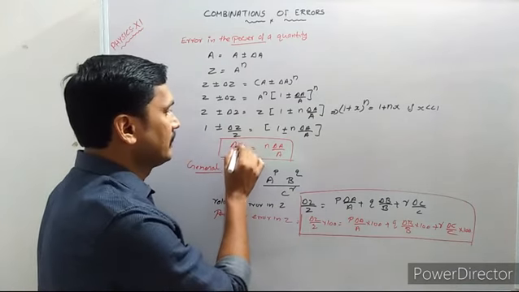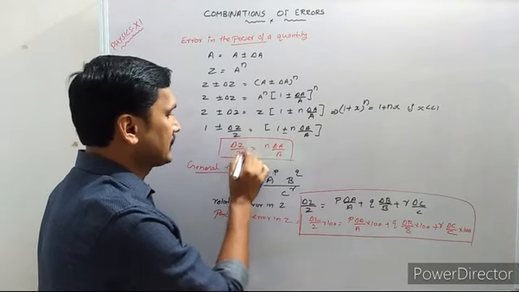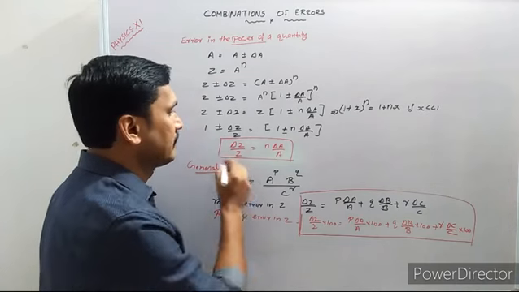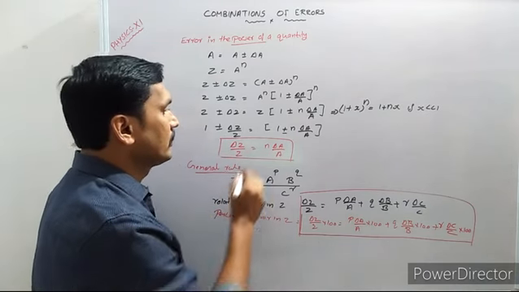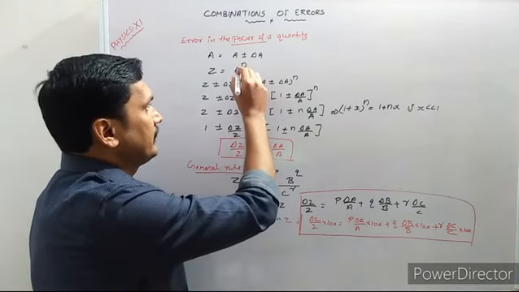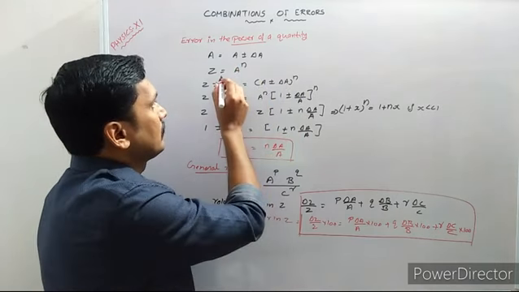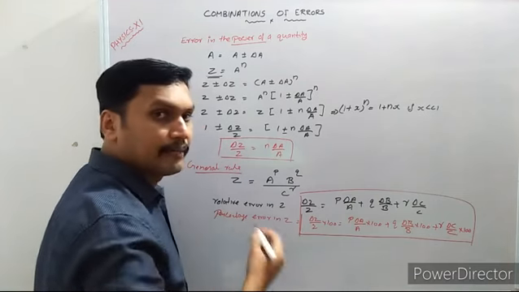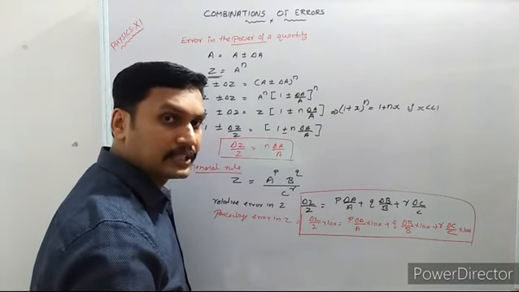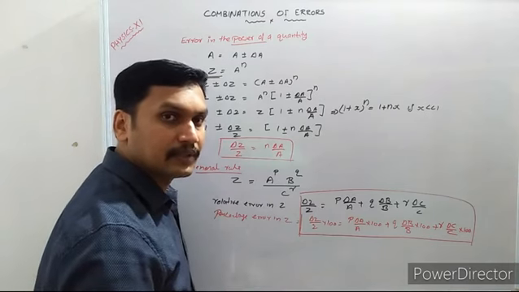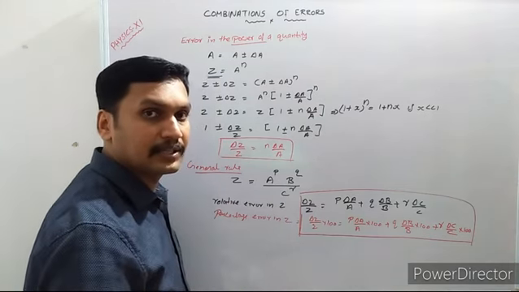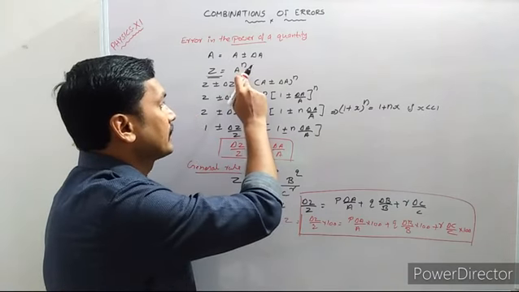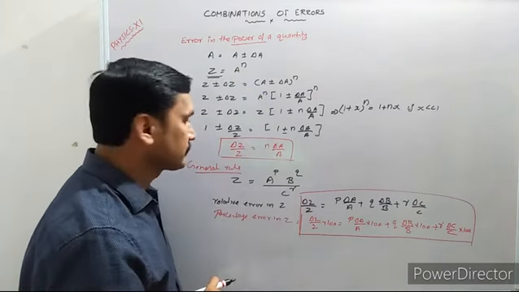So the maximum possible error is delta Z by Z is equal to n into delta A by A. So the error in A increases by n times once we are calculating A raised to n. So in any measurement, if you are using the power of that measured quantity, you should take very much care while measuring that physical quantity, because that power times the error will be increased in our result.